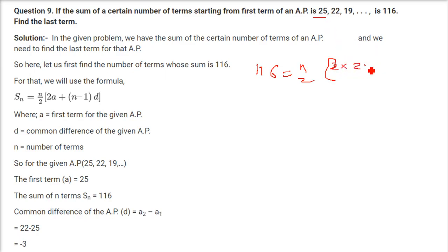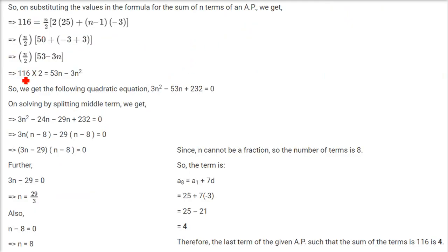So 2 into a, 2a, plus n minus 1 into d, where d is 22 minus 25, that is going to be minus 3. Because a and d we can easily find out, we'll use the formula n by 2 into 2a plus n minus 1 into d. So this will be 116 into 2, that is 232, equal to n by 2 times this expression. This is going to be 50, and this is minus 3n plus 3.